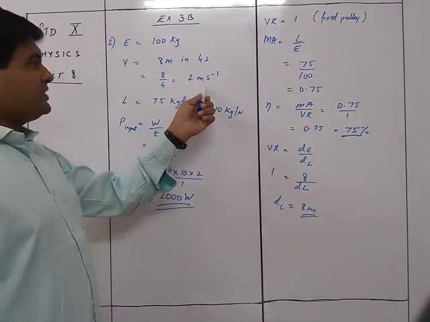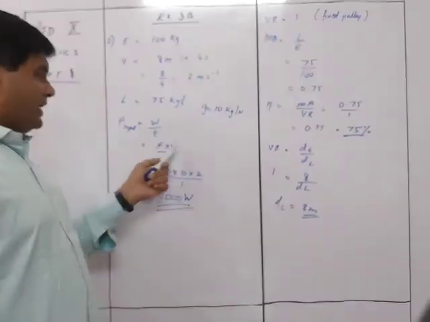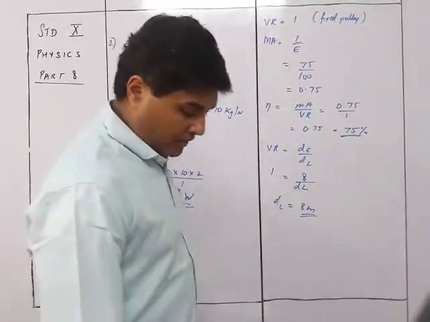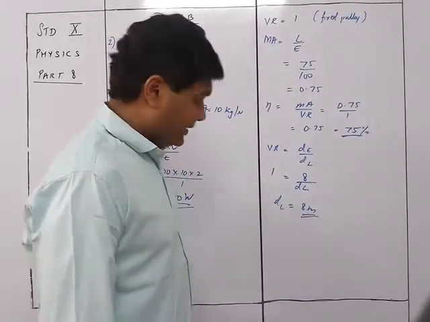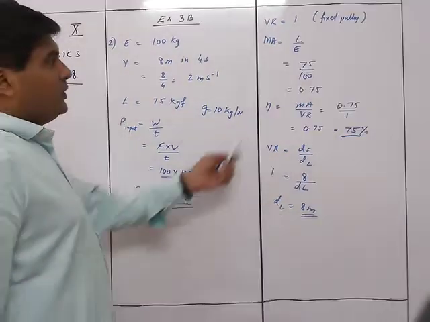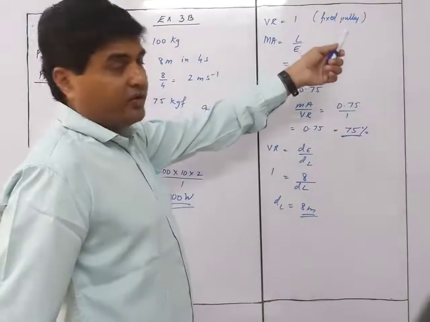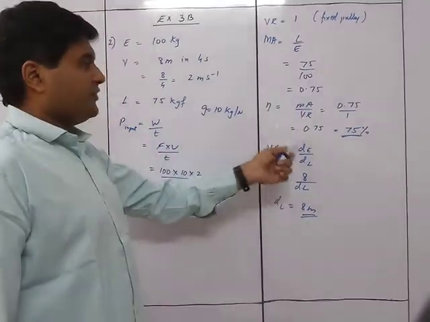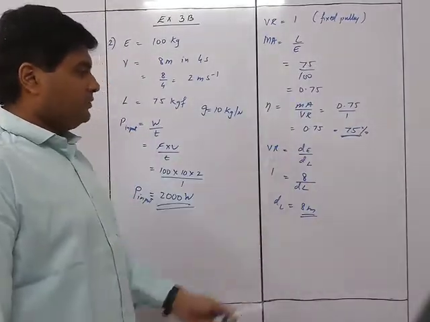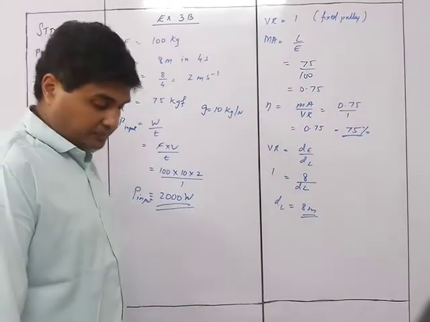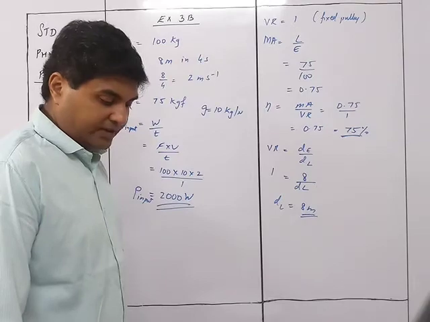Velocity is taken in meter per second, 8 upon 4. Or you can directly put 8 upon 4 over here and you can get the same answer. So not a big issue. You can always get that particular 2000 watt. And then you have MA is L upon E and VR is already 1 because of the fixed pulley. So it will be 0.75, efficiency 75%. And the VR we already know it's 1, so DL will be 8 meters. So this was your second question.